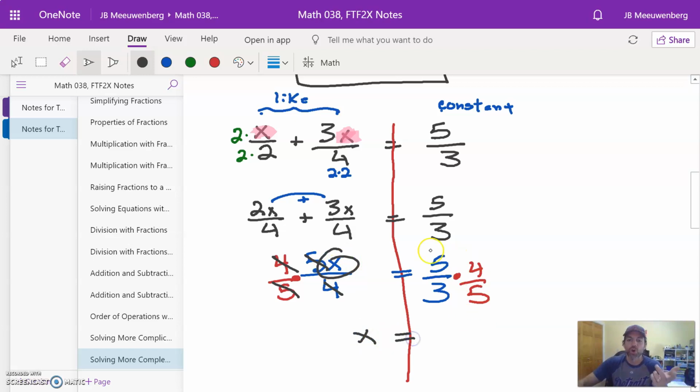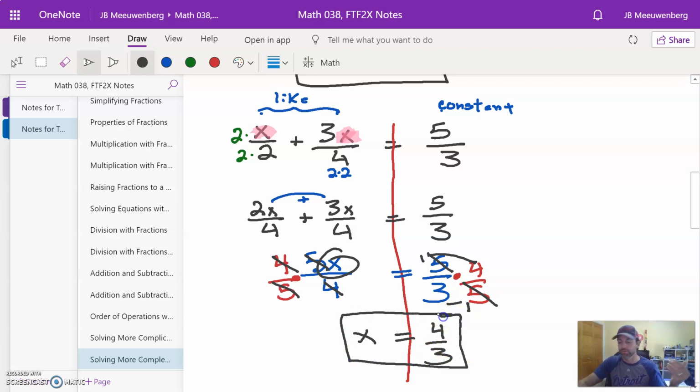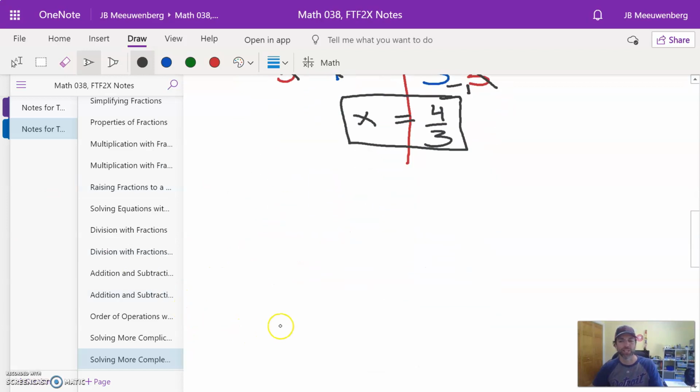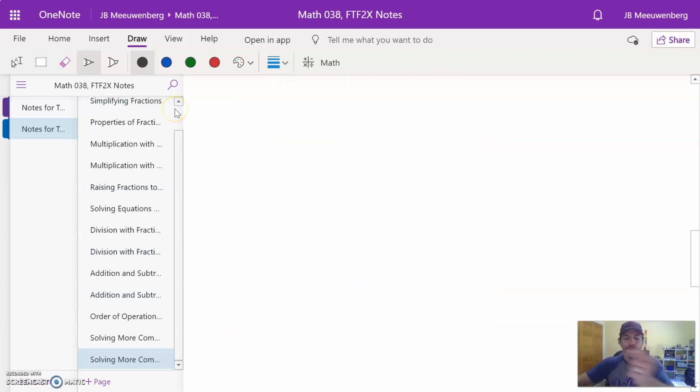X equals, this is set up nicely. The 5s are already identical, so they cancel immediately. Remember, when you cancel something, there's always a 1 in its place. When you multiply, you're left with 4 on top and 3 on bottom. So x must equal 4/3. That's when you might want to go back and watch again. And try that again. We have one more to do.